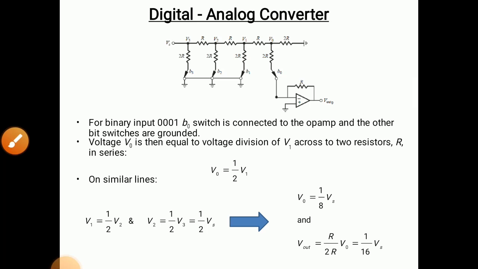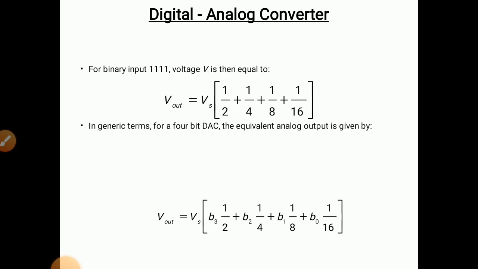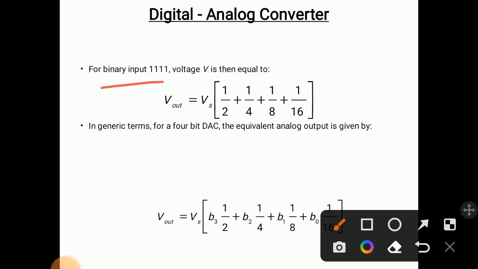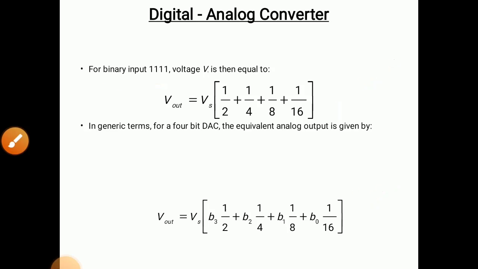We'll go to the next slide. Suppose our binary input is 1 1 1 1, then our formula will be something like this: V output is equal to Vs into 1 by 2 plus 1 by 4 plus 1 by 8 plus 1 by 16. And if you multiply it by the binary bits B3, B2, B1, B0, then you will get the actual final answer. So Vs into B3 into 1 by 2, B2 into 1 by 4, B1 into 1 by 8 plus B0 into 1 by 16. This is our final formula.